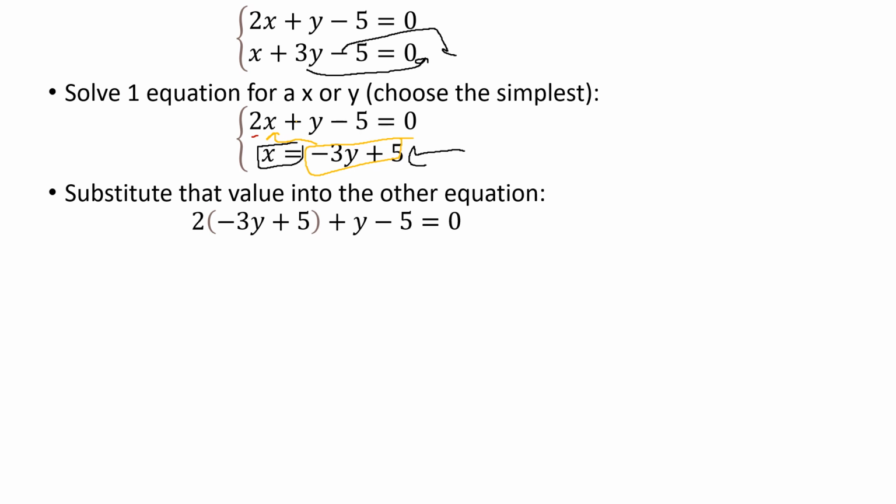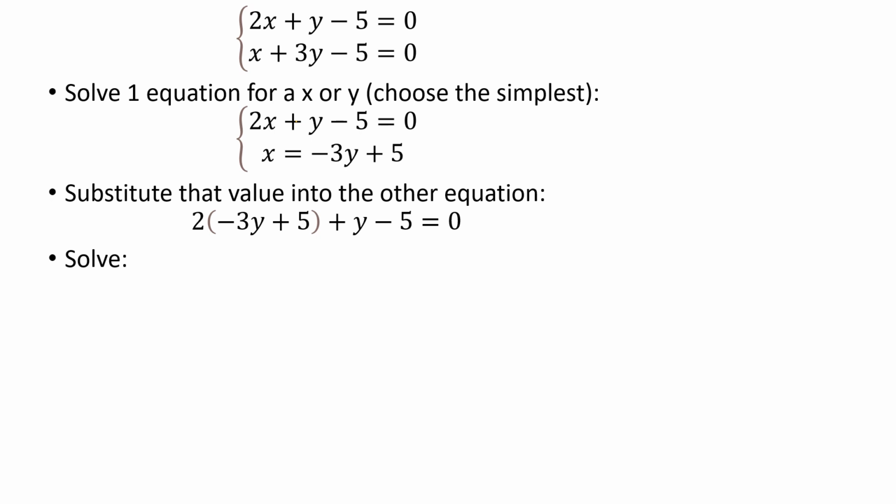2x, remember we're not going to use x anymore, we're going to use this value: 2 times negative 3y plus 5, plus y minus 5 equals 0. All I've done is substitute the value that I solved for x into the other equation. So 2x plus y minus 5, and I've just replaced the x value with what I've found. Then I'm going to just solve that for y.